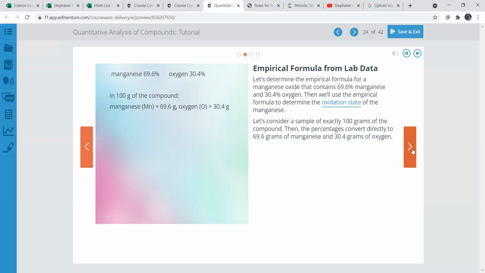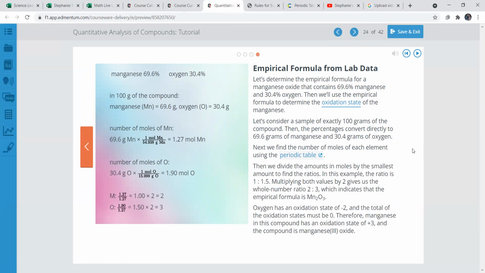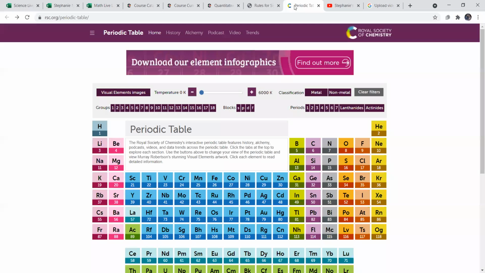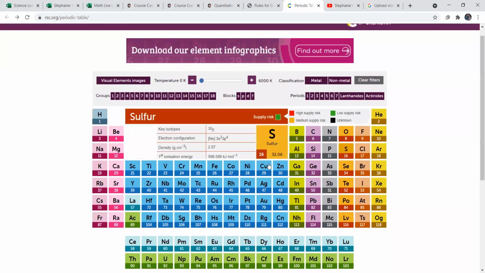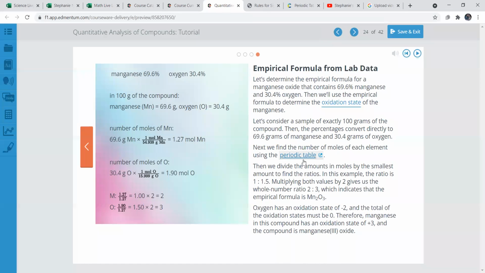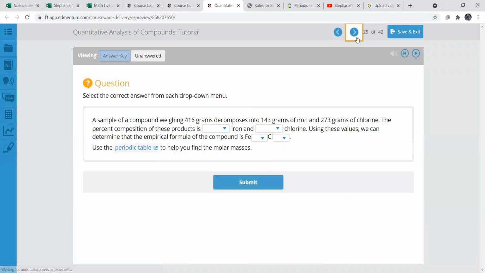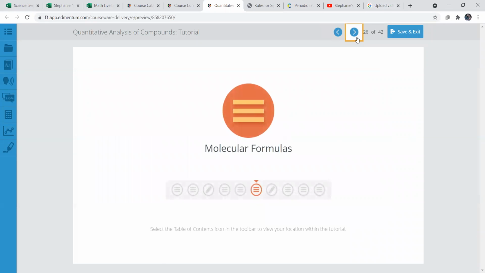This is just showing you empirical formulas from lab data, showing you the number of moles. These tutorials often refer back to this periodic table. I still recommend that you click on it and you are working in the periodic table. And again, definitely bookmark it because as you can see, it's in a lot of the slides. You will need to go back to it often. So again, we'll let you answer these questions.